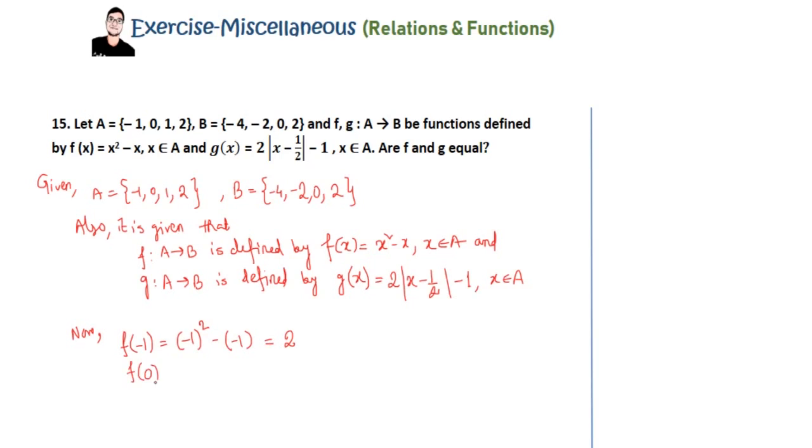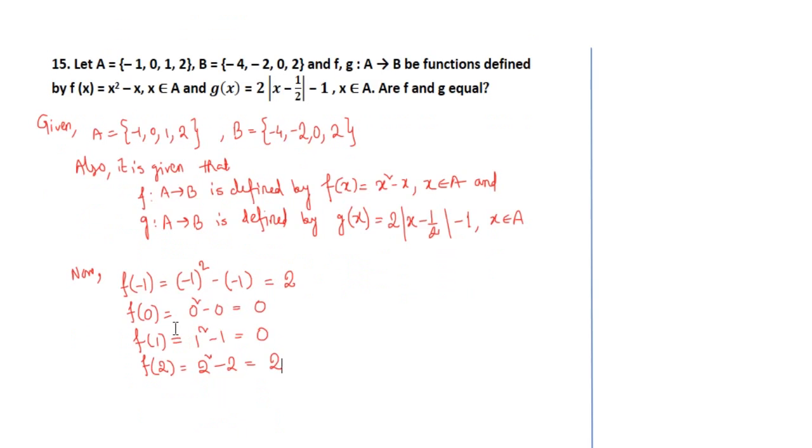What is f of 0? f of 0 is 0 square minus 0, that is equal to 0. f of 1 is 1 square minus 1, that is equal to 0. And again, f of 2 is equal to 2 square minus 2, that is 4 minus 2, that is equal to 2. Now you can clearly see that these elements 2, 0 and 2 belong to this set B. And I have taken all the elements from this domain to explore it.